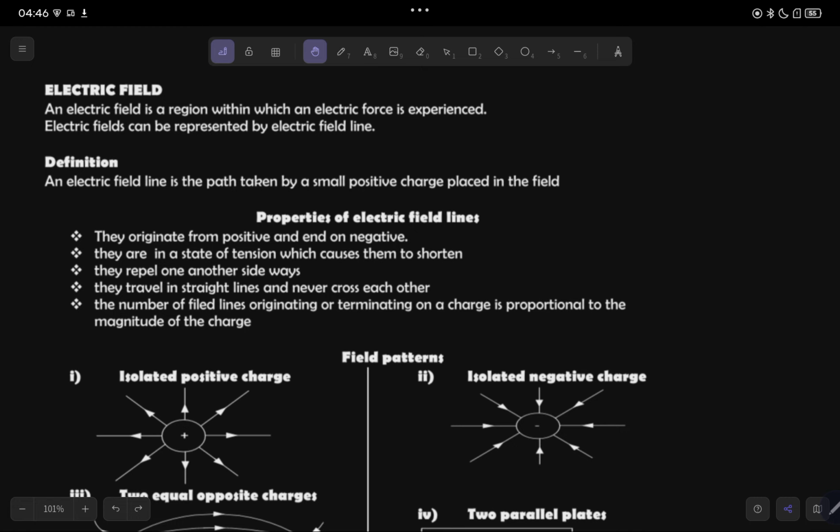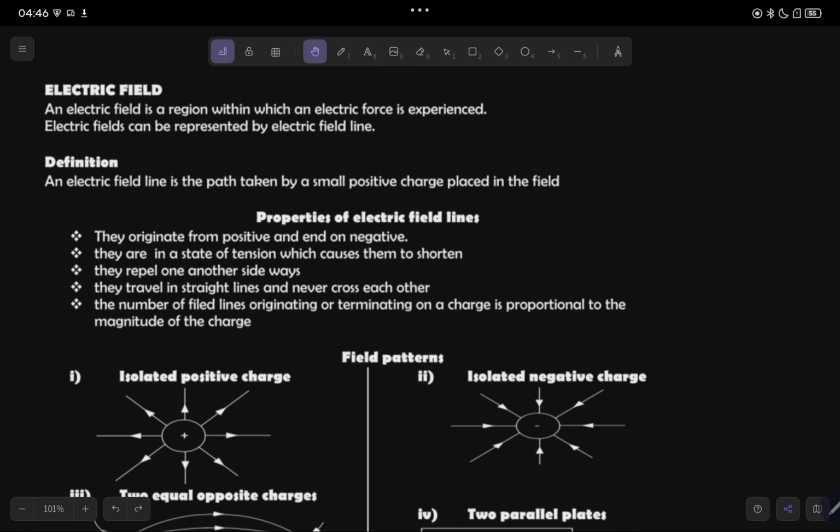An electric field is the region within which an electric force due to a given charge is experienced. The region or the space around an electric charge where its electrostatic effect is experienced is what we are referring to as the electric field.